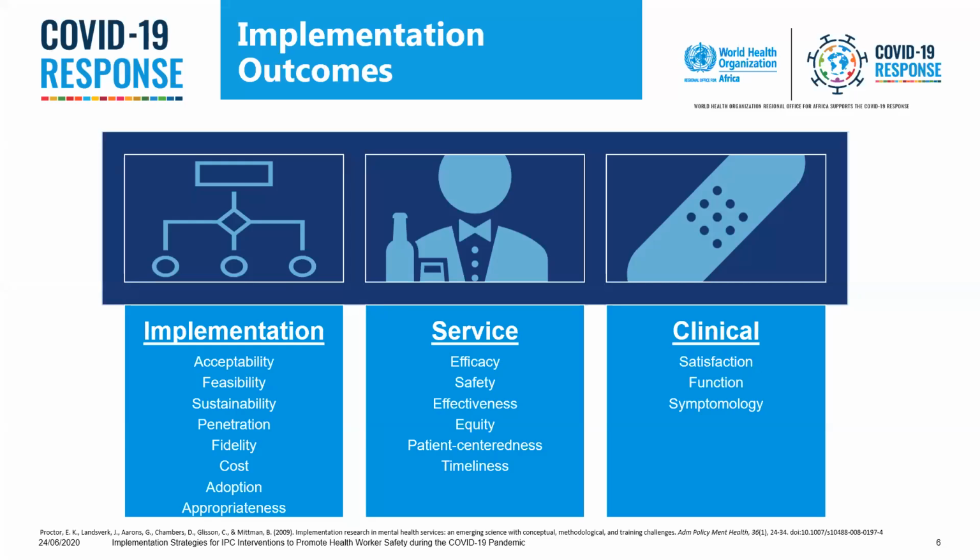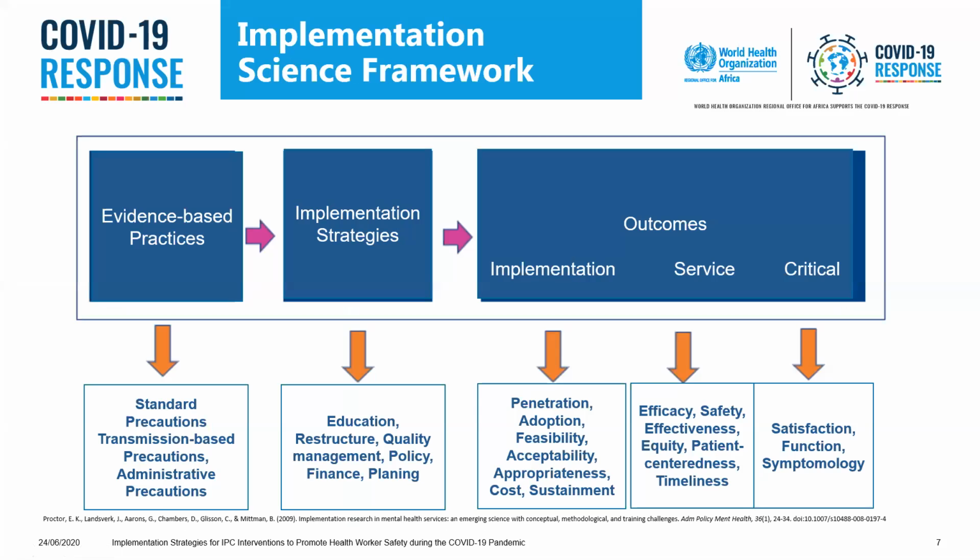But we are interested in clinical outcomes. Are our patients getting better? Are we seeing reductions in actual cases? What does symptomology look like? Are health workers satisfied with the way that various EBPs are being implemented? So here are just a few categories of outcomes that you can measure when you're implementing strategies around IPC and other clinical services.